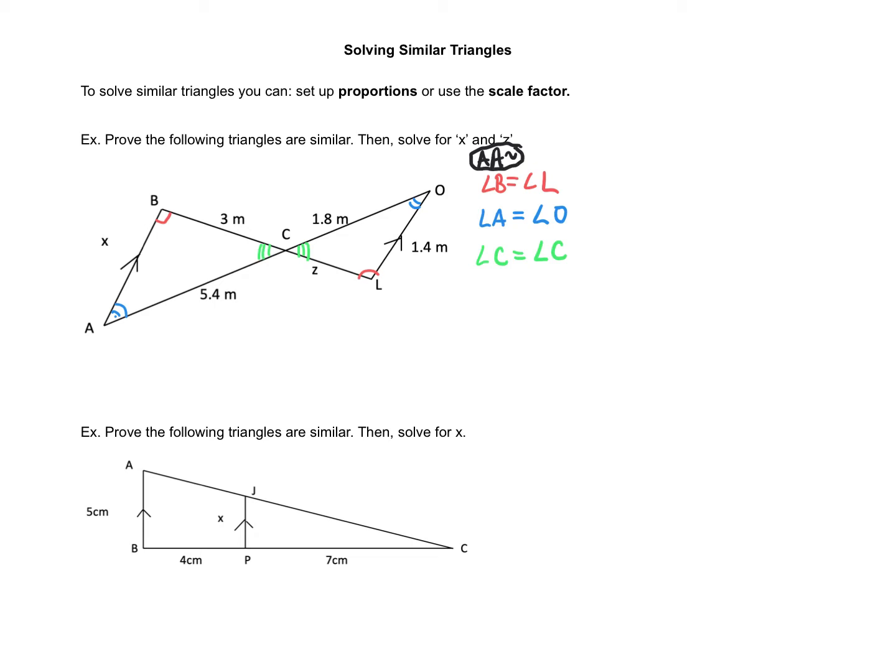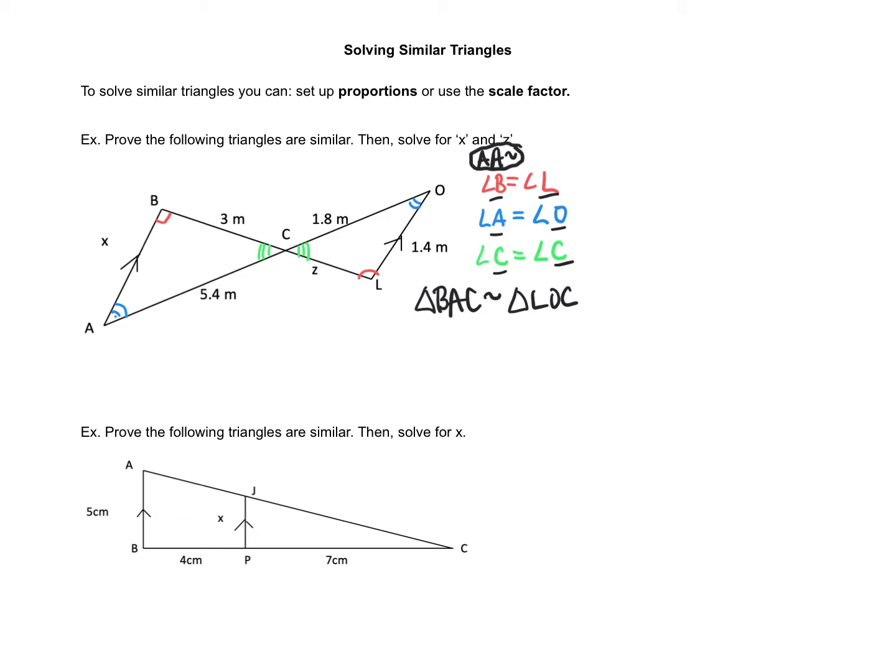Because when I write my similarity statement, I'm just going to take the letters as is. Triangle BAC is similar to triangle LOC. And there it is. Now, that was the proving.